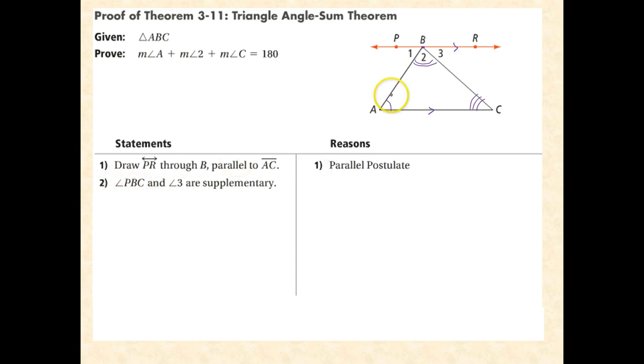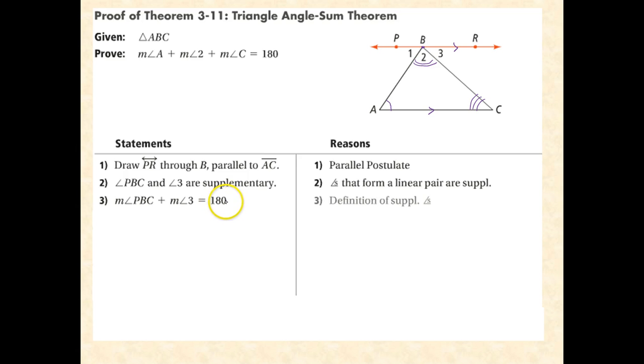Alright, so angle PBC and angle 3 are supplementary. They form a linear pair. Angles that form a linear pair are supplementary. So angle PBC is supplementary to angle 3. The measure of angle PBC plus the measure of angle 3 is 180. That's just the definition of supplementary angles.